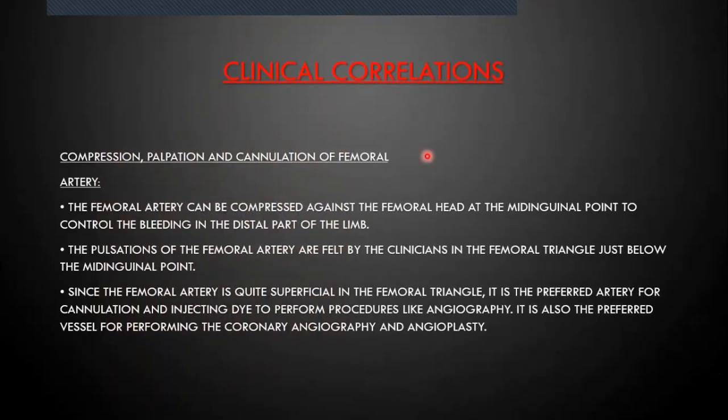So some clinical correlations related to that anatomy are compression, palpation and cannulation of the femoral artery. Now, the femoral artery can be compressed against the femoral head at the mid-inguinal point to control bleeding in the distal part of the limb. Imagine a patient is involved in an accident, and maybe the leg has been fractured and there is profuse bleeding. So you need to stop this bleeding. You can compress the femoral artery at the level of the femoral triangle against the femoral head to control that bleeding.